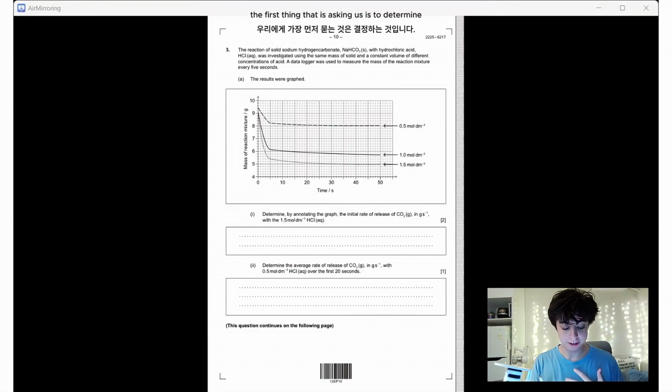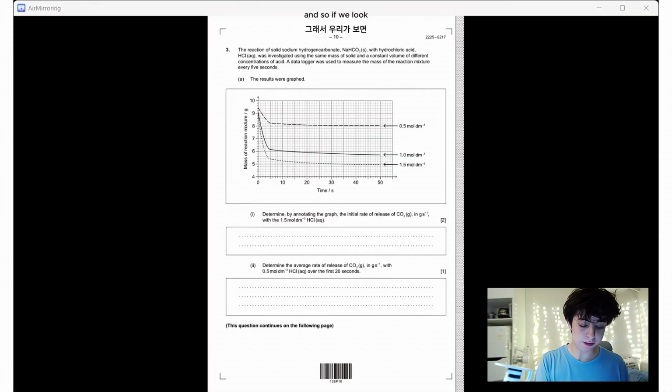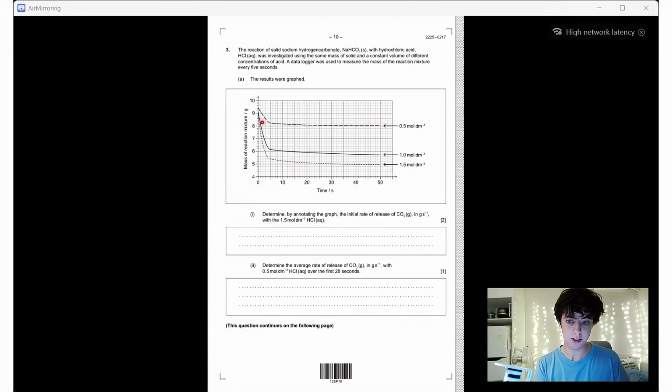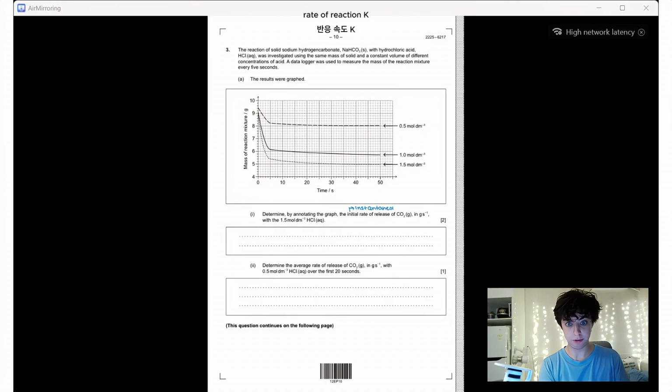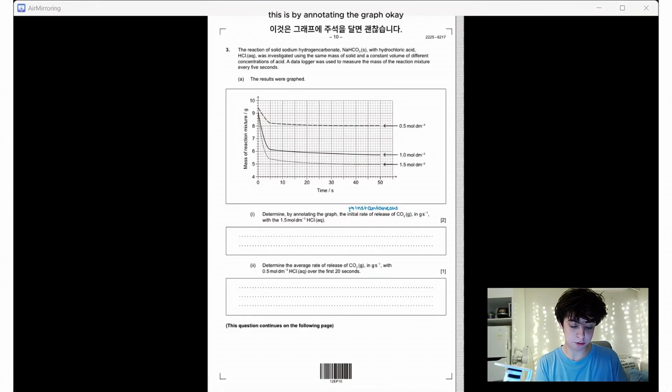And so the first thing that is asking us is to determine by annotating the graph the initial rate of release of CO2 in grams seconds to the negative first with the 1.5 concentration of HCl. Okay, and so if we look, there's 2 things that we should note here. One, that for the 1.5 concentration, we are going to be looking at this lower line. The second thing is that this is the initial rate of release. This is not going to be an average rate of reaction. This is going to be an instantaneous rate of reaction.